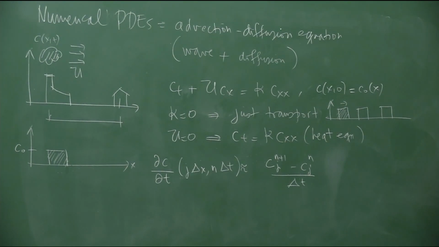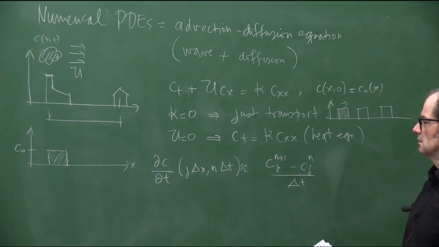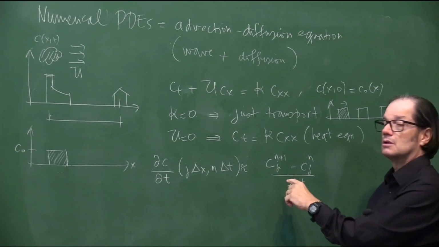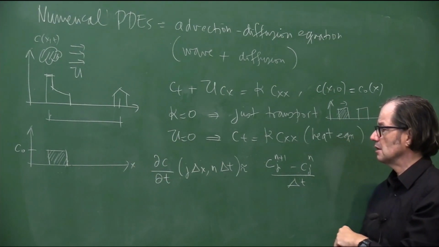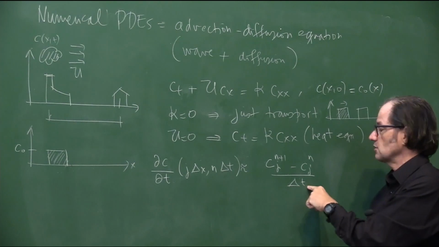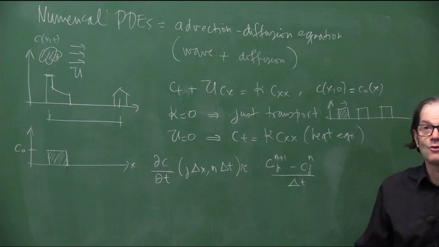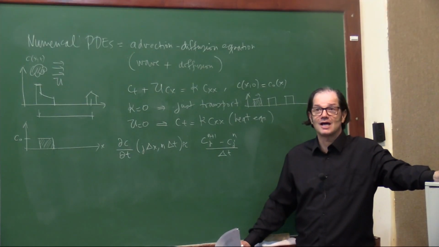Okay, so can you see what I did? I skipped just one simple step. This is a Taylor series expansion. I did a Taylor series expansion with this guy from here. I get this guy plus higher order terms, which I threw away, right? And then I divided by delta t. This is basically explicit Euler in time.